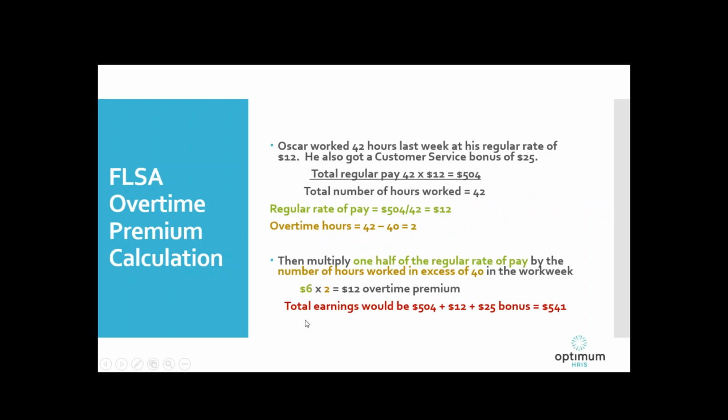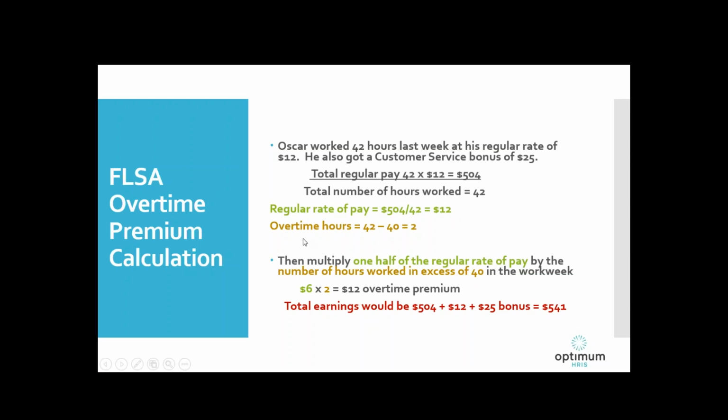Let's look at an example where Oscar earned a bonus of $25 for doing an outstanding job last week. He worked 42 hours at $12 an hour, but he also got a surprise bonus that hadn't been agreed to in advance. He didn't expect this customer service bonus of $25. So his regular rate of pay calculation is his total pay, 42 hours times $12 for $504, divided by the total number of hours that he worked, 42, to give us a regular rate of pay of $12.